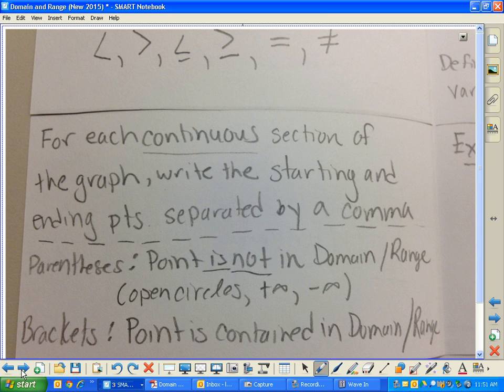You're going to use parentheses when your point is not in the domain or range. So like if you see open circles on your graph, or tomorrow we'll talk about positive infinity and negative infinity a little bit. And then you're going to have your brackets when your points are contained in the domain or range.